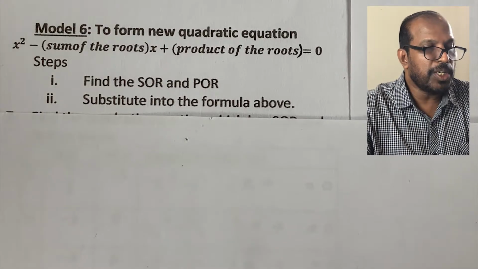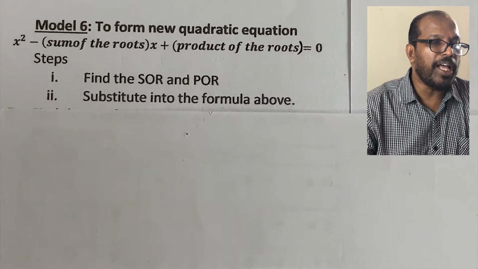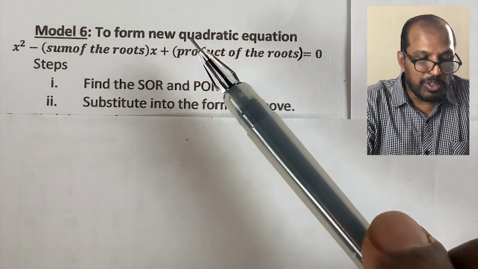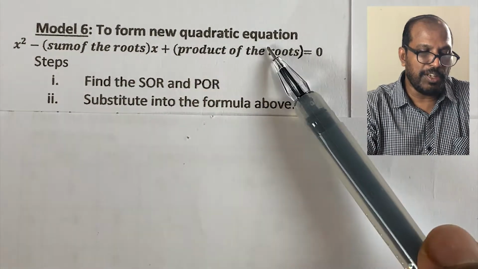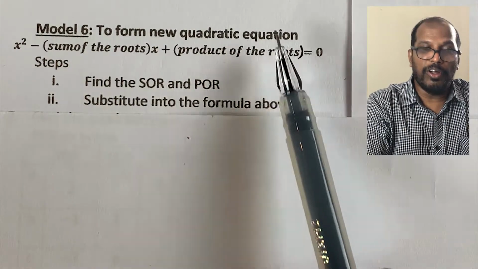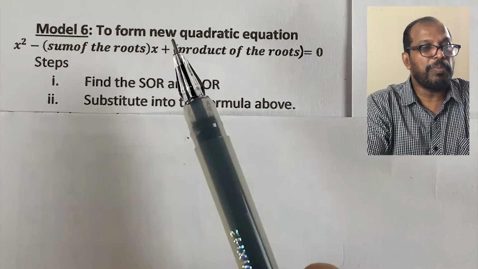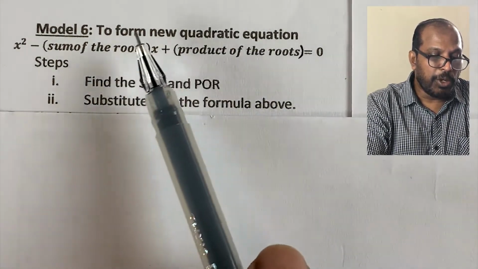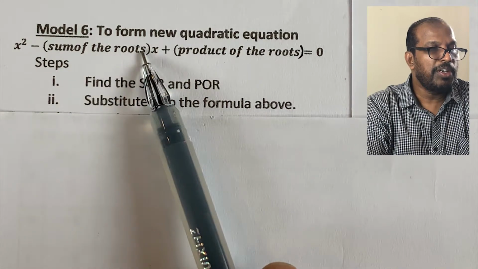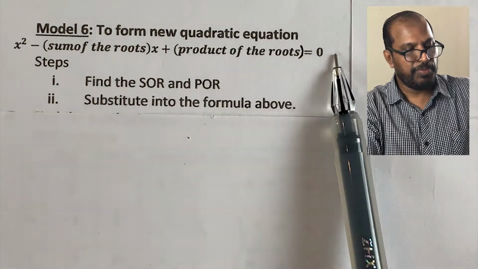Okay, we are moving into Model 6 now. Model 6 is actually to form a new quadratic equation. You can only form a new quadratic equation if you have the sum of the roots and the product of the roots of that particular quadratic equation. If you already have the sum of the roots and product of the roots, the equation is x squared minus (sum of the roots) x plus product of the roots equals 0.